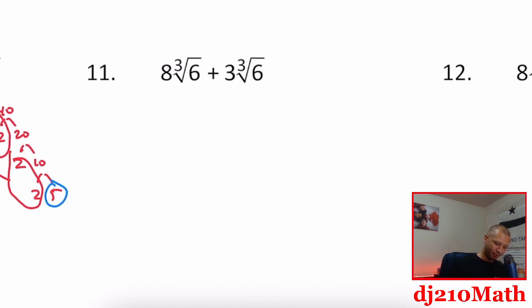Okay. 8 plus 3, 8, 9, 10, 11. 11 cubed root 6. Right, 8, 9, 10, 11. All of this matches. So we're good to combine them. 6 can't be reduced anymore, right? 2 times 3.